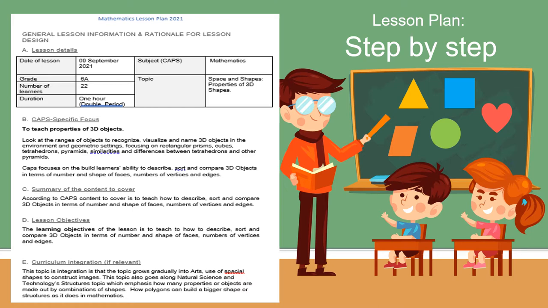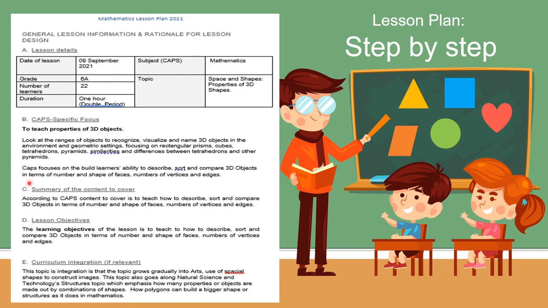The first step would be to emphasize the CAPS specific focus. According to CAPS, we are to look at the range of objects to recognize, visualize, and name 3D objects in the environment and geometric settings, and really focus on rectangular prisms, cubes, tetrahedrons, pyramids, and the similarities and differences between tetrahedrons and other pyramids.